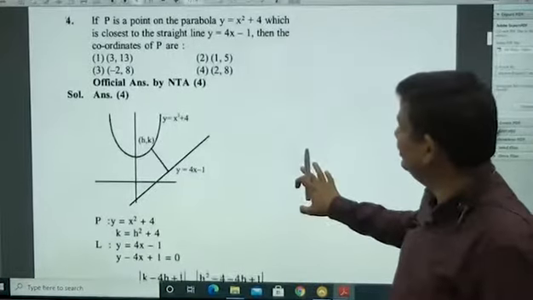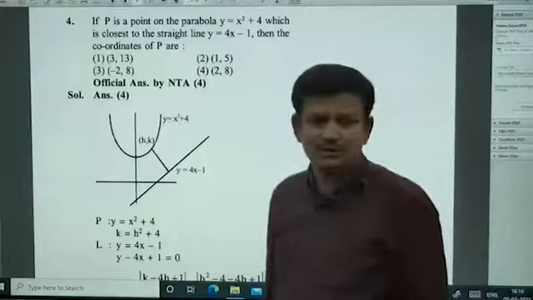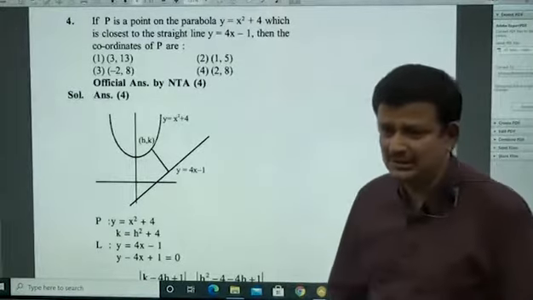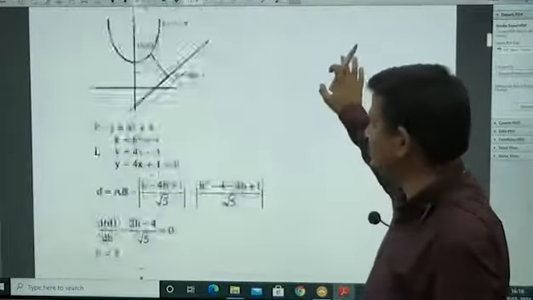Point. Coordinates. There is only one point with coordinates, x equal to 2. So obviously that should be our answer, option 4. Nothing is required, no differentiation, no nonsense.